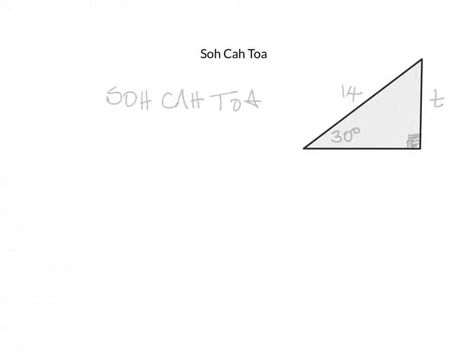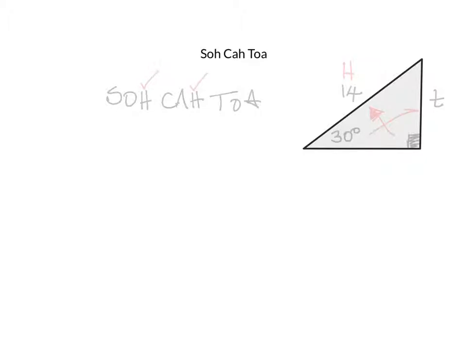SohCahToa example 1. We have a right angle triangle. Now make sure that you identify the sides correctly. This is the hypotenuse because it's opposite the 90-degree angle. So I'm going to tick H and H.